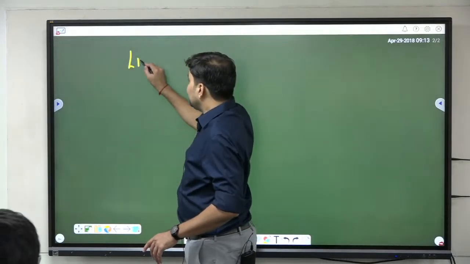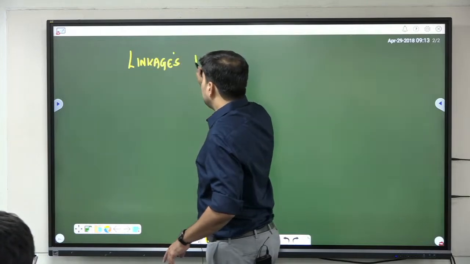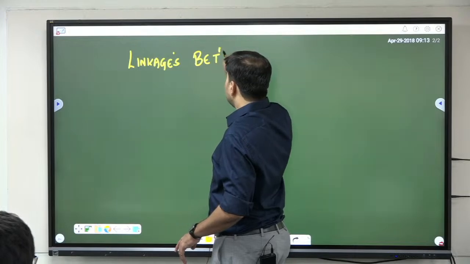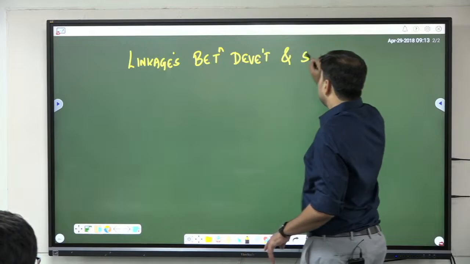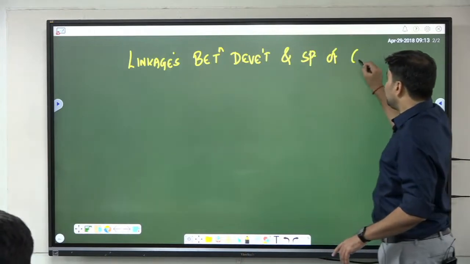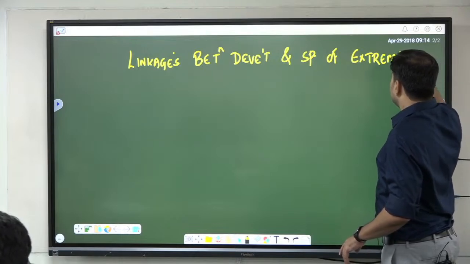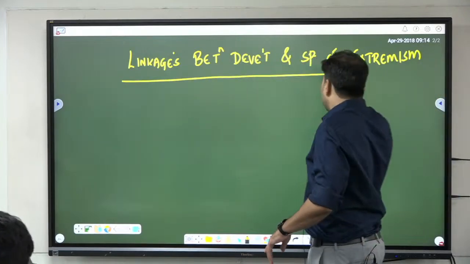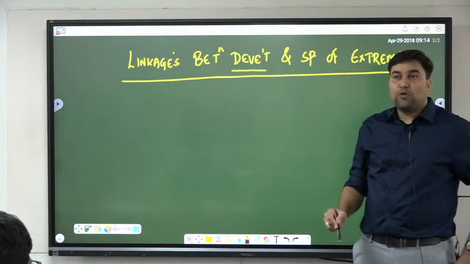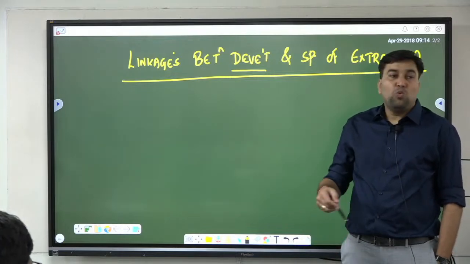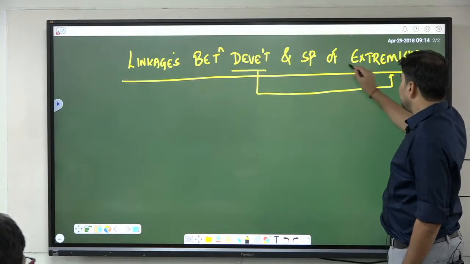Linkages between development and spread of extremism. In this topic of syllabus, yesterday we have already seen what is the meaning of development, that is economic growth accompanied by social well-being. Why it is needed? If not, how will it lead to something called extremism, right?